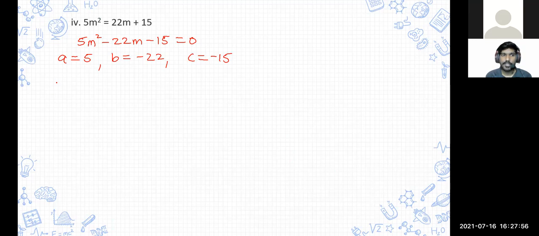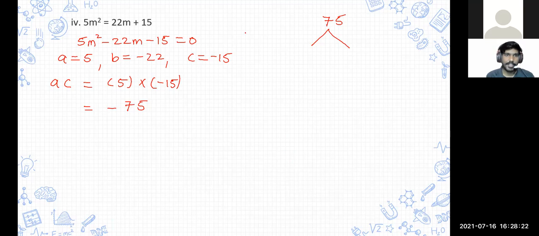Once you have identified A, B, and C, you multiply A with C. You have to multiply 5 with minus 15. So this would become minus 75. So AC is minus 75. Now, you have to split 75 into two such numbers that after multiplying those two numbers, you get 75, and after adding, you should get minus 22. That is the middle term. Can you think of any such numbers? Just give it a try. Think of what two numbers you should take, that multiplying them you get 75, and adding them you get the middle term, which is minus 22.